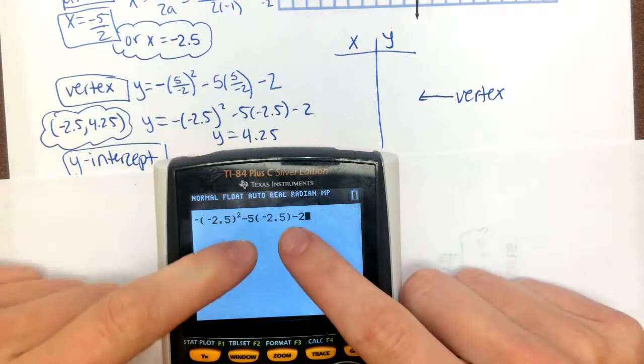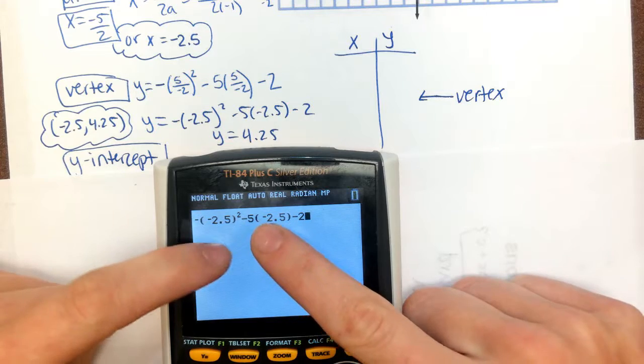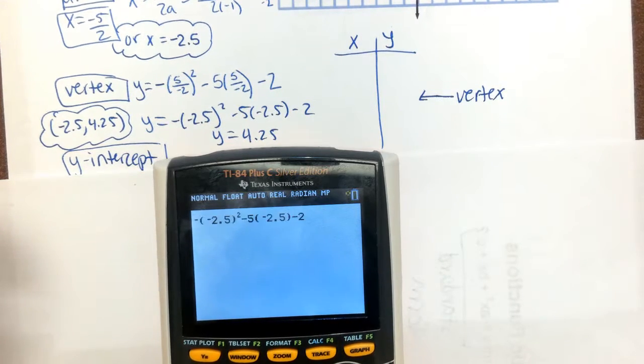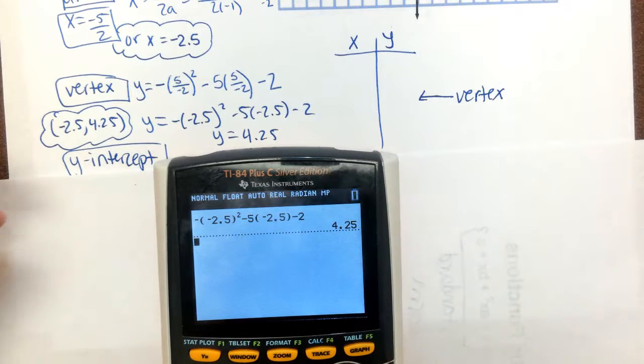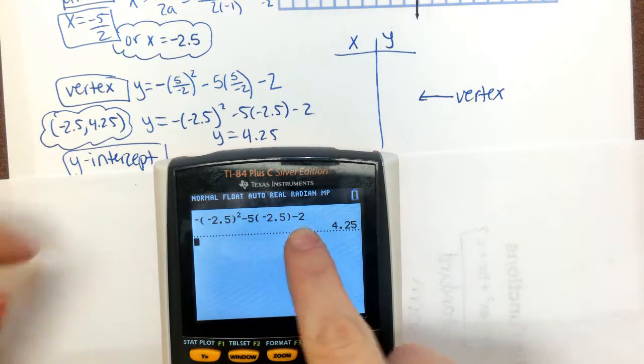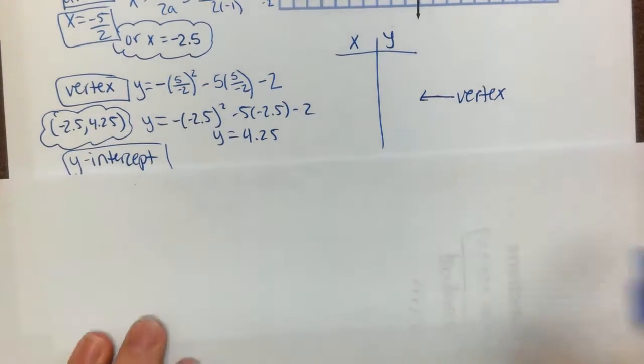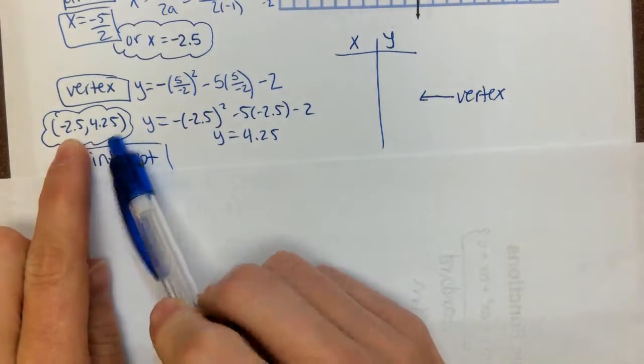So notice when you use a minus sign, it's longer than the negative sign. So you've really got to distinguish between the two. Hit enter and you get 4.25. So when I plug in my axis of symmetry, I'm getting 4.25. So my vertex is that ordered pair now.